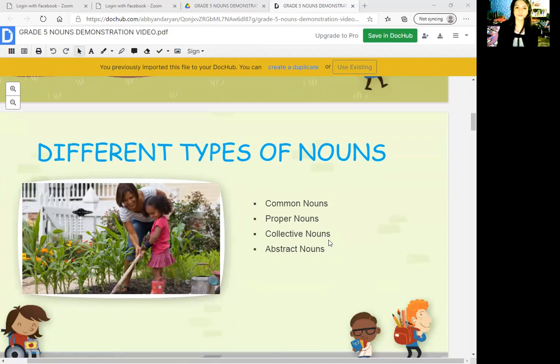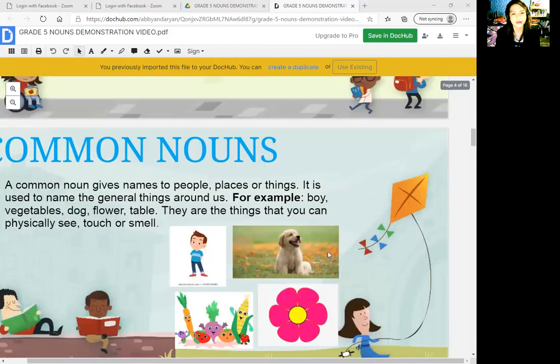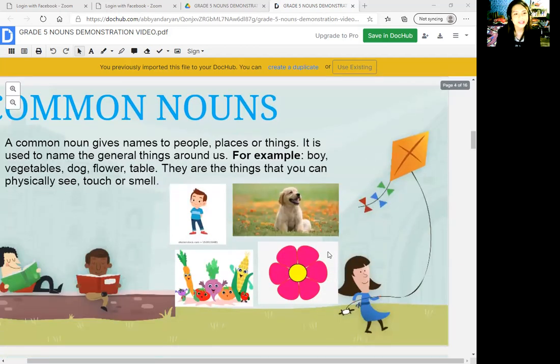Let's begin with common nouns. What are common nouns? A common noun gives names to people, places, or things. It is used to name general things around us. For example, we have boy, vegetable, dog, a flower. These are things that you can physically see, touch, or smell.